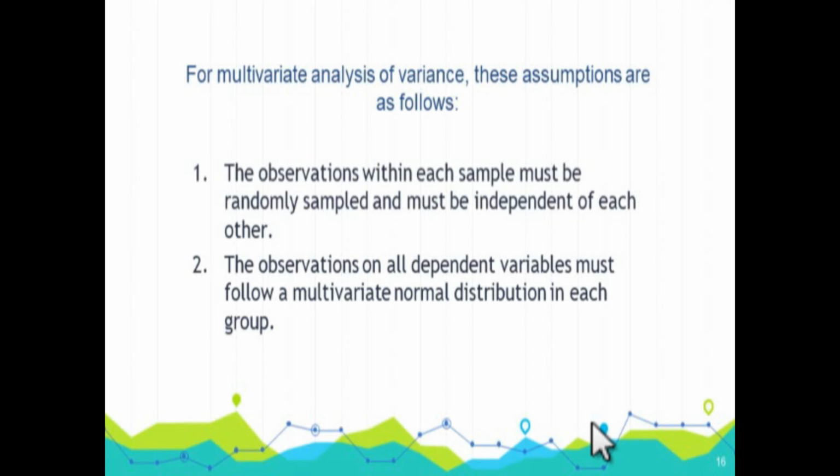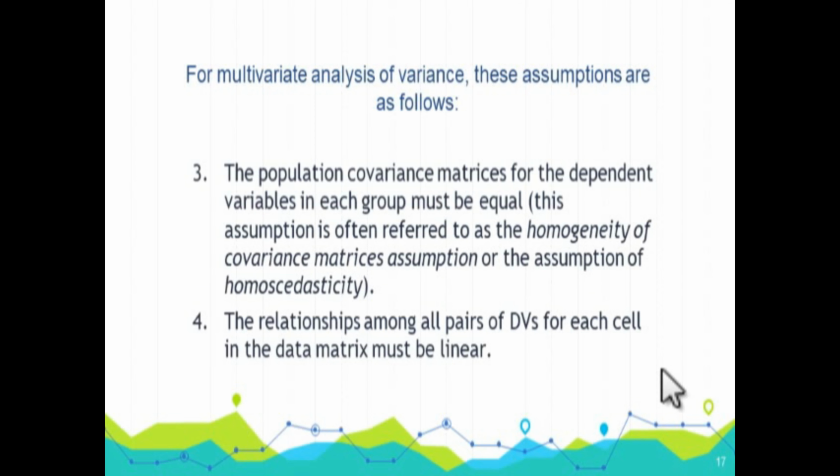Next, the observations on all dependent variables must follow a multivariate normal distribution in each group. Third, the population covariance matrices for the dependent variables in each group must be equal. This assumption is often referred to as the homogeneity of covariance matrices assumption or the assumption of homoscedasticity. And lastly, the relationships among all pairs of dependent variables for each cell in the data matrix must be linear.